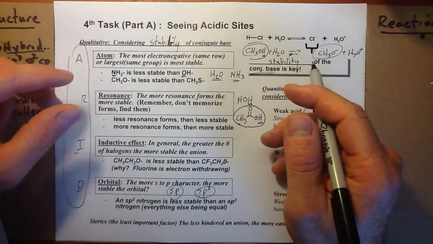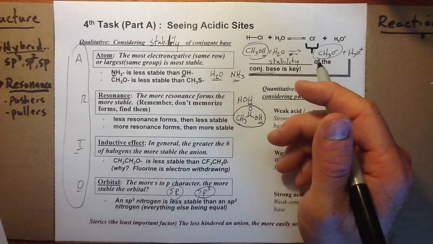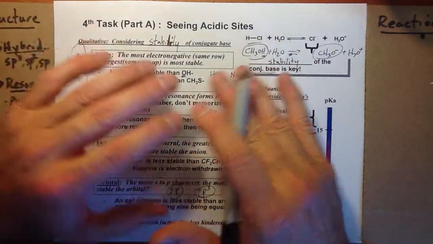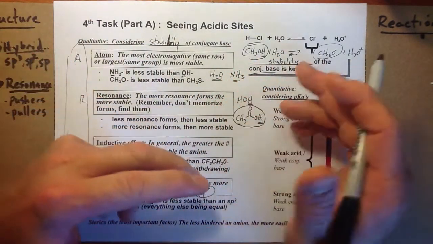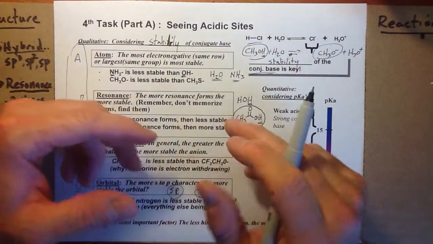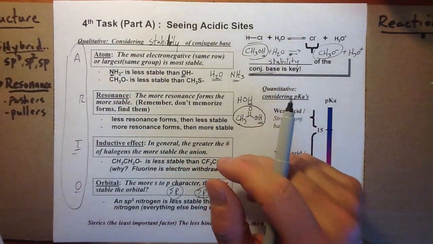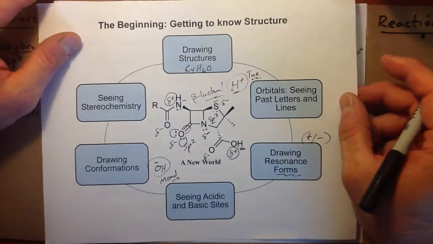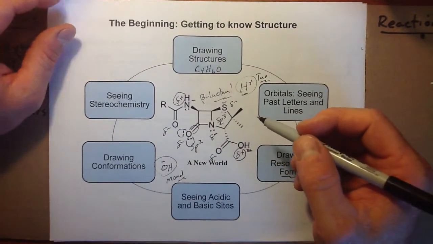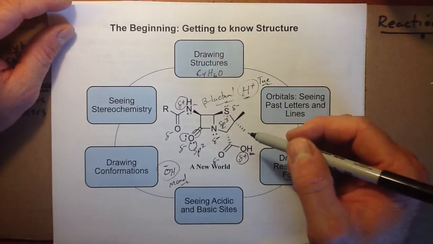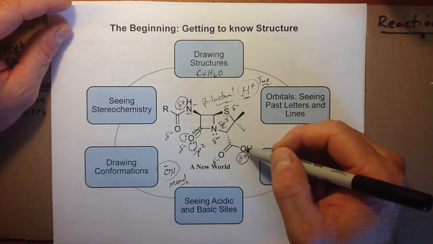That's how we use A and R to determine qualitatively relative acidities of molecules or even sites within one molecule. So going back to aspirin, we could say, hey, I need a proton on the right atom that might be most acidic. I'm looking for O's and N's because they're electronegative. Well, here's an O with a proton.